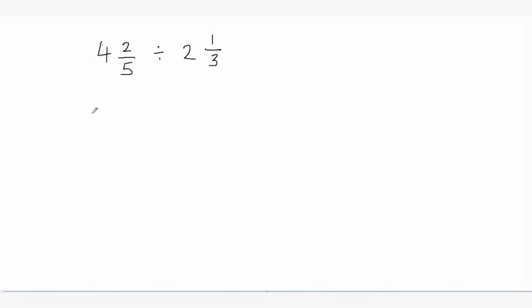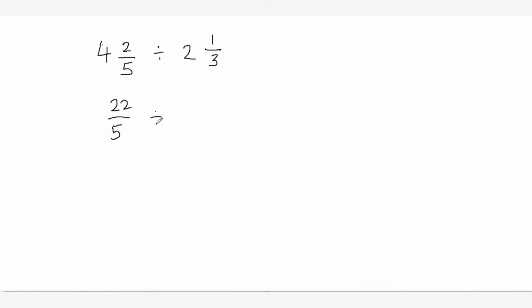Hi, in this video we'll learn how to divide mixed fractions. So to divide mixed fractions, first of all, we're going to convert them into improper fractions. So let's convert this mixed fraction into a fraction. So we're going to multiply the denominator with the whole part. So 5 times 4 is going to give me 20. And 20 plus 2 is going to give me 22. So I'm going to write 22. And then we don't change the denominator. So the denominator is still going to be 5, right?